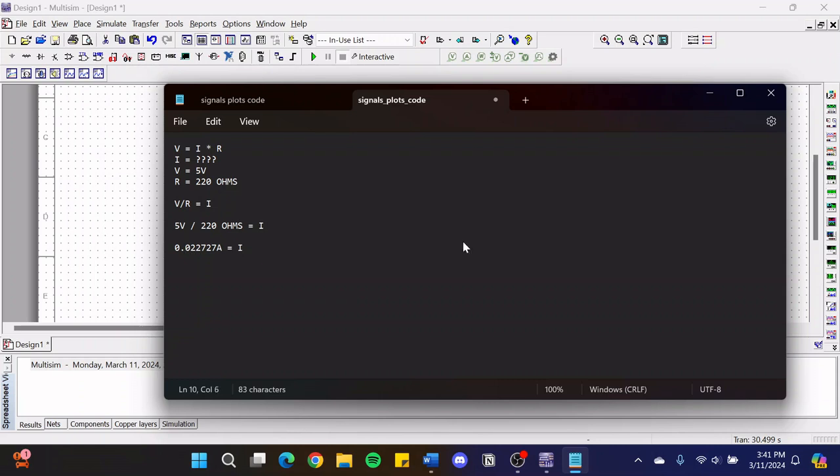So 1, 2, 3. So that's 22. Moving our decimal place over 3 times, we have 22.727 milliamps. That's also something you should pay attention to.